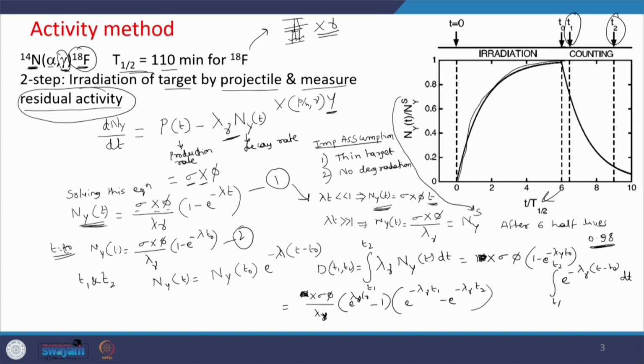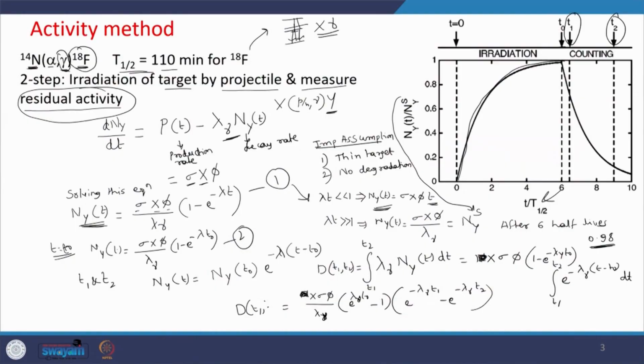How is it going to help us? See the equation carefully. By measuring the number of disintegrations between t1 and t2, on the left hand side I am measuring this D between t1 and t2. So, experimentally I am measuring this. Target nuclei I can always get the information. Flux I can get from the particle beam, and the decay constant of the nucleus I am aware of. t0, t1 and t2 are what we are setting. So, like this one can measure the cross section.